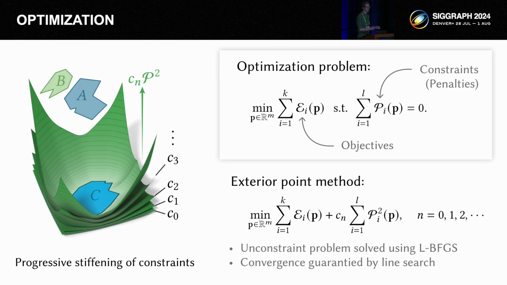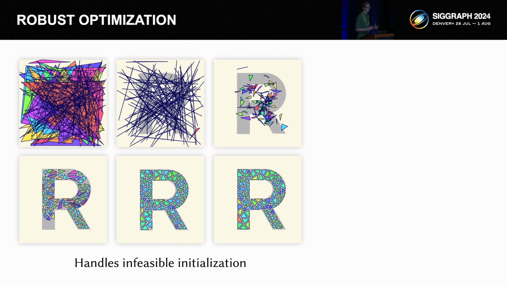In particular, in our practice, we use an exterior point method with LBFGS guided by line search, where we just progressively stiffen these Minkowski penalties and then keep the objective term the same. And this works really well for a lot of vector graphics problems that we've dealt with in practice. It has a lot of really nice properties.